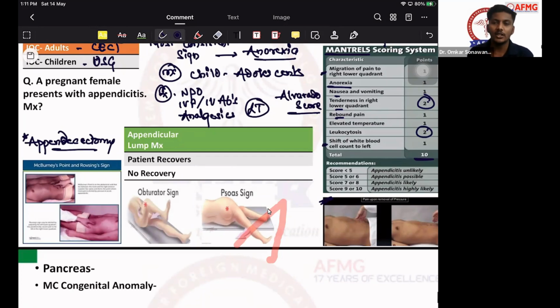Usually we will give an incision in the right iliac fossa, and this incision which is given in the right iliac fossa is called the McBurney's incision.